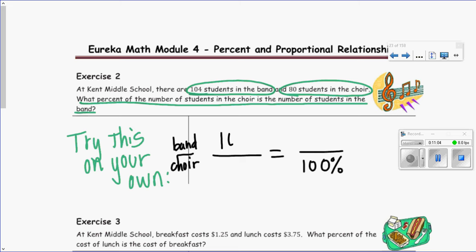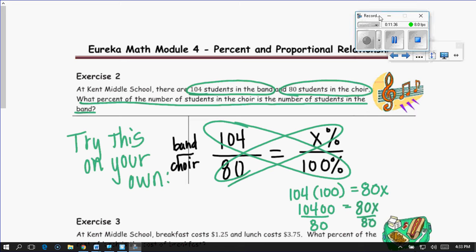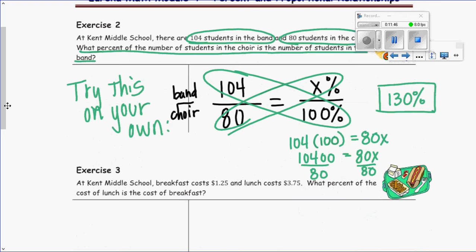Okay, if it was band over choir, it's 104 over 80, and that would be x percent over 100%. When you solved it, it's 104 times 100, which is equal to 80x. Okay, and then 104 times 100, if you know the shortcut, if it's a whole number times 100, you just add 2 zeros. And 80x, then we divide both sides by 80. And you should get 130%. That's because the amount of kids that are in band is more than the amount of kids that are in choir. In fact, the band is 130% of the choir.